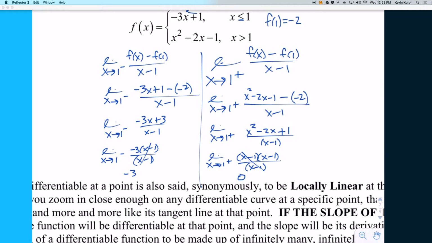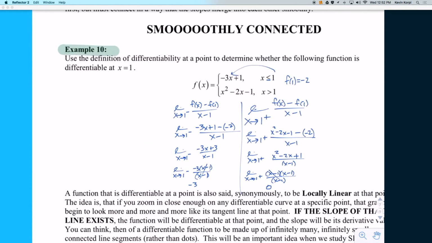So does negative 3 equal 0? No, it does not. Right, you just cite the reason. So f is not differentiable at x equals 1 since, and then you can recall those numbers, negative 3 does not equal 0.